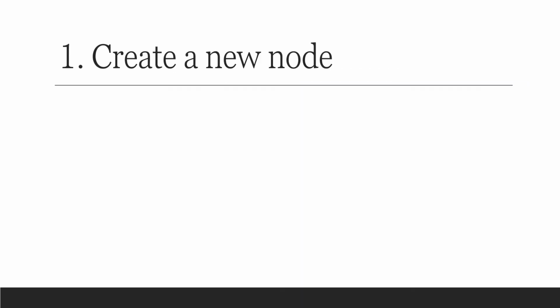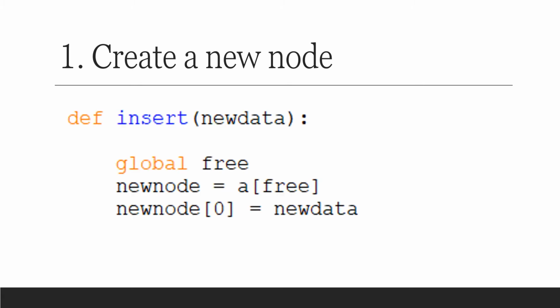So I'm going to go through these things step by step. The first thing is to create a new node. You already know how to do that because we did it with the append procedure, but let's just look at it. So we begin the insert procedure. The new data comes up as a parameter. I'm setting the free pointer to global because I'm going to change it. I create a new node at the free point and I set the data part of the new node, that's new node 0, to store the new data, the parameter that's come from the main program. That's exactly the same as the append procedure.